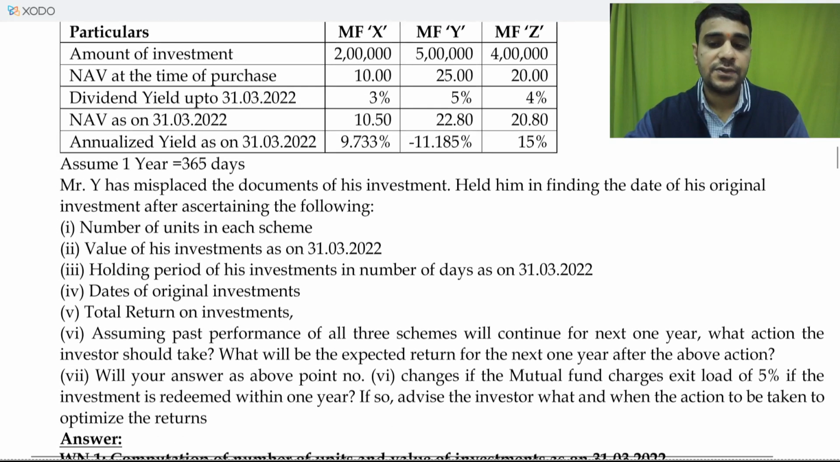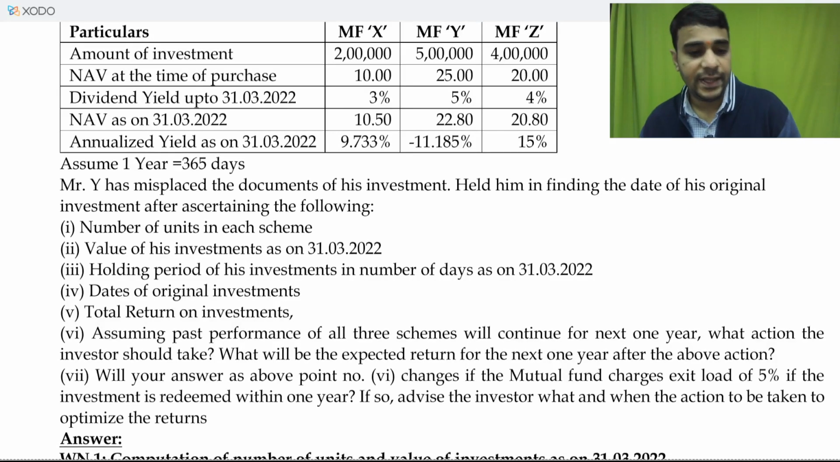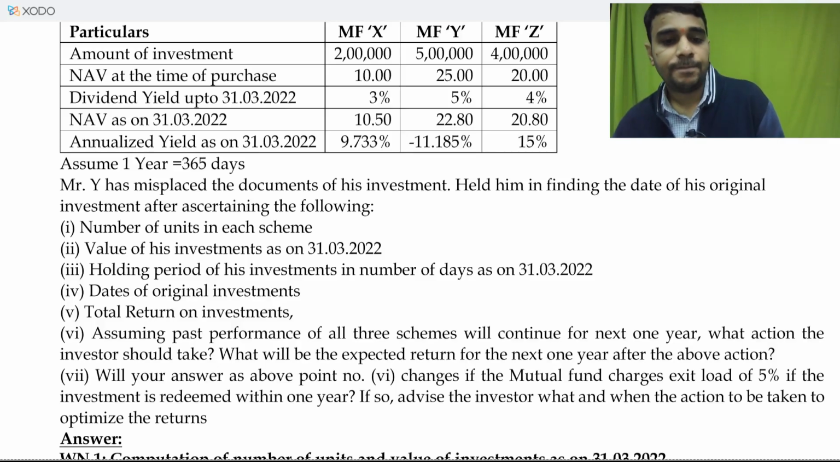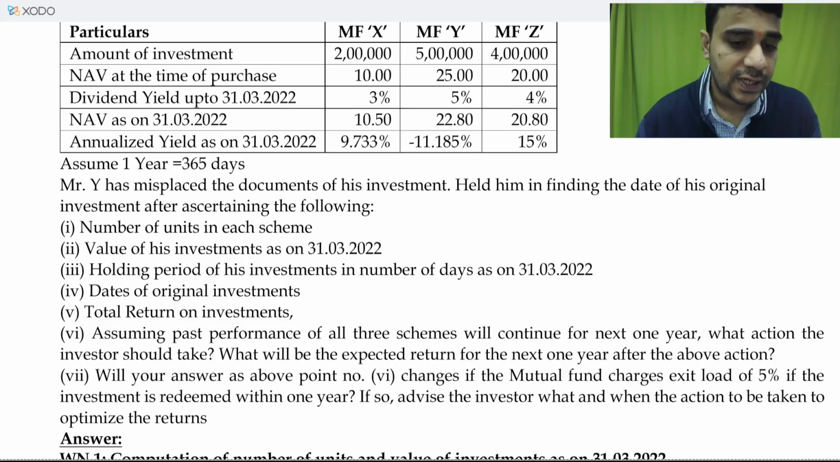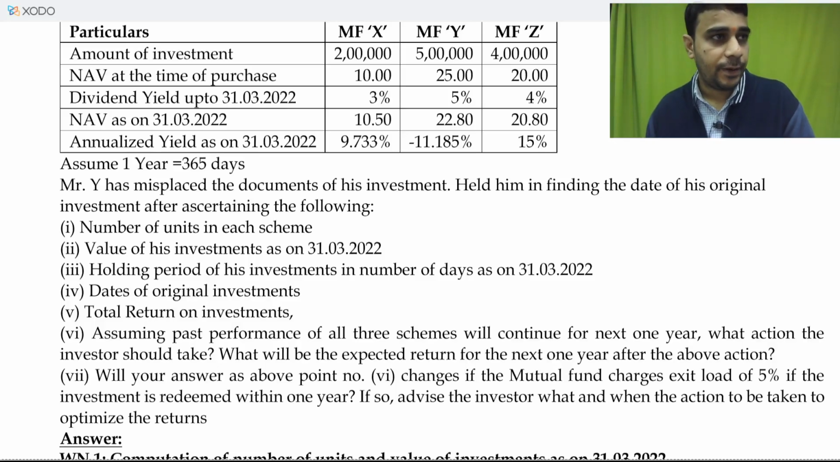Assuming past performance will continue for the next 1 year, what action should the investor take? What will be the expected return? Will your answer change if the mutual fund charges an exit load of 5% if the investment is redeemed within 1 year? If so, advise the investor what and when the action is to be taken to optimize the returns. Go through the question.